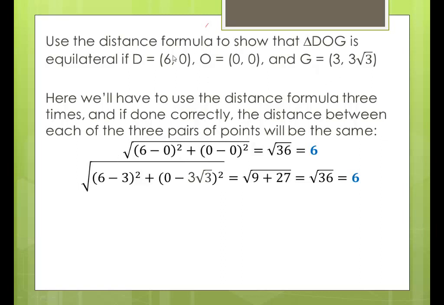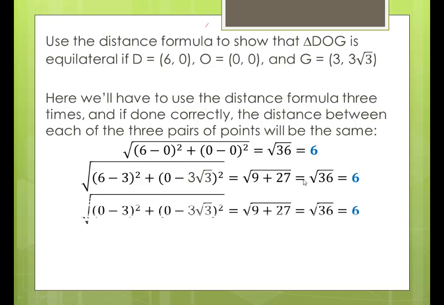So I do 6, I'm starting with this again, 6 minus 3 squared, which is 9, and then 0 minus 3 radical 3 squared, which is negative 3 radical 3 squared, remember, always still going to give you a positive, so you've got to square these separately. 3 squared is 9, radical 3 squared is just 3, so 9 times 3 is 27. So 9 plus 27 is square root of 36, which again is just 6.